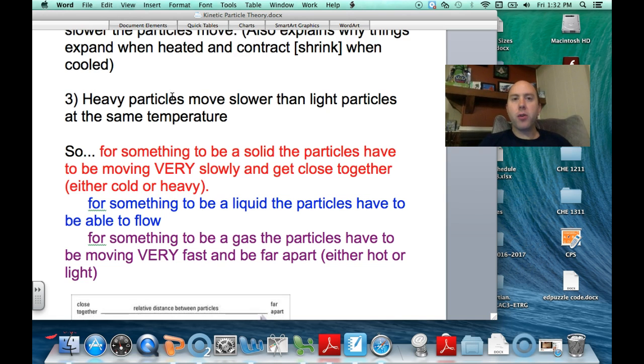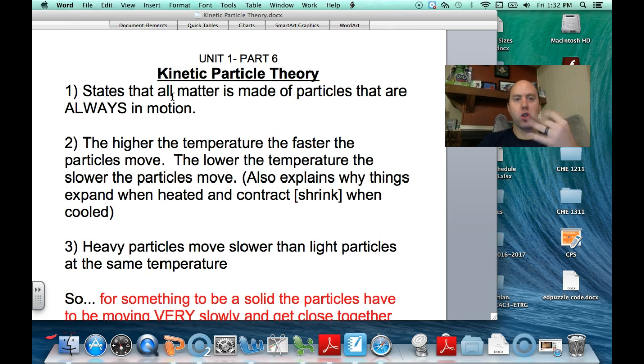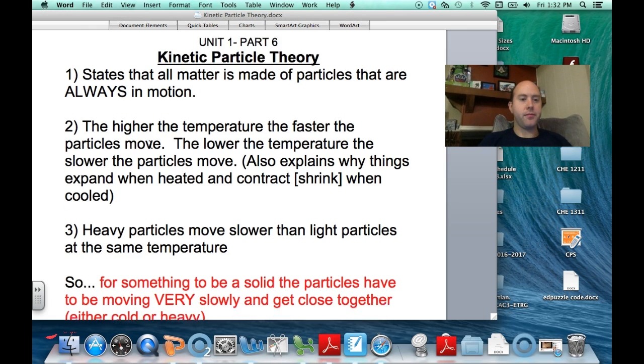So kinetic particle theory, man, it explains everything about solids, liquids, and gases. Again, there are three main parts. One, everything that has matter is made of particles, and these particles are always in motion. Now, the next two talk about that motion. The higher the temperature, the faster the particles move. The lower the temperature, the slower the particles move. Or you can say the slower the particles move, the cooler they're going to be. Or the faster they move, the higher the temperature they're going to be.